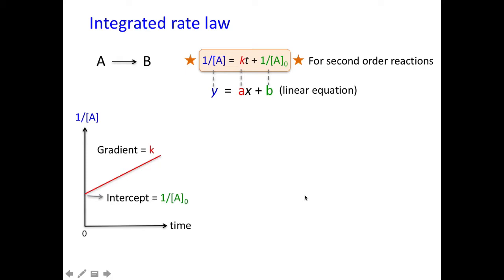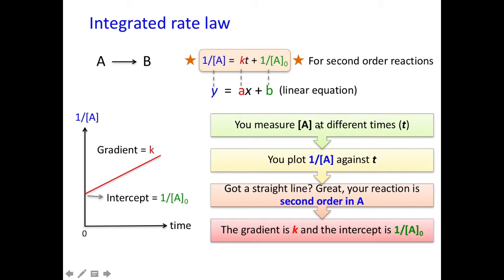Now, you go to the lab, and you measure different concentrations of A at different times, t. So we have a table of values of concentration of A against time. Then you convert the concentration to 1 divided by concentration, because you're going to plot 1 divided by concentration against time. So that you get a straight line here, as shown, great. So your reaction in this case is a second order reaction with respect to A, the reagent A. When you make the fit, the gradient is k, and the intercept is 1 divided by the initial concentration of A.